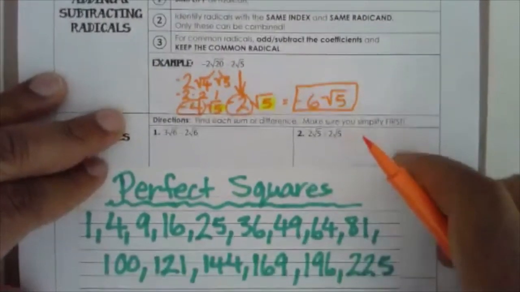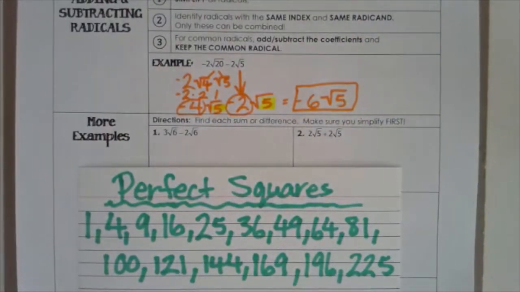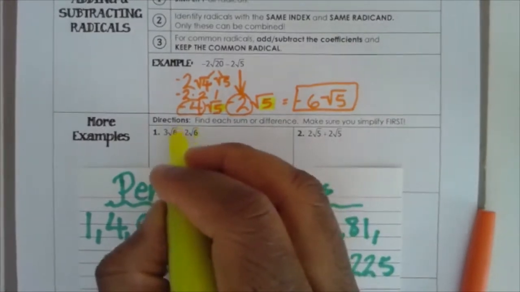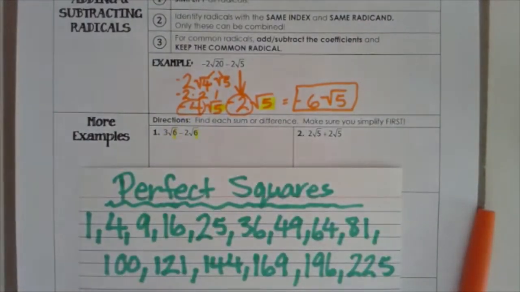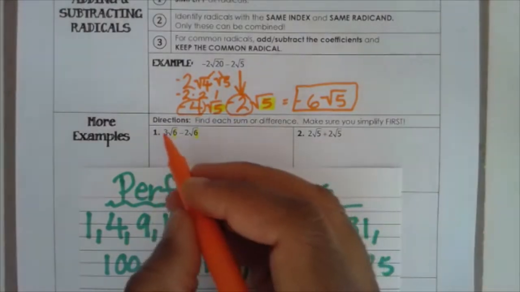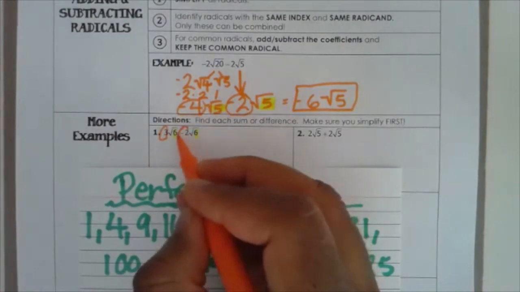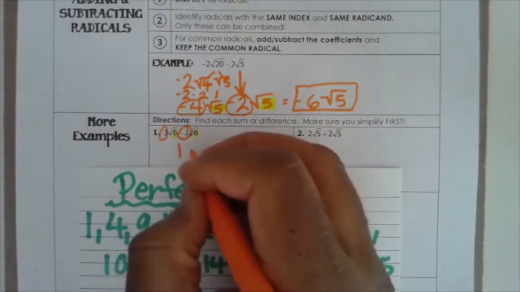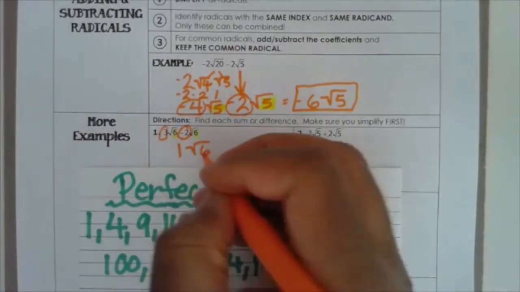The first two are actually really easy. If you'll notice number 1 here, do we need to simplify? Well, doesn't seem like any other perfect square other than 1 can go into 6. So it looks like we're good to go there. And they're both the same number under the radical sign. So I can go about the process of subtracting my outside numbers here. So 3 minus 2 is just going to give me a 1 square root of 6.